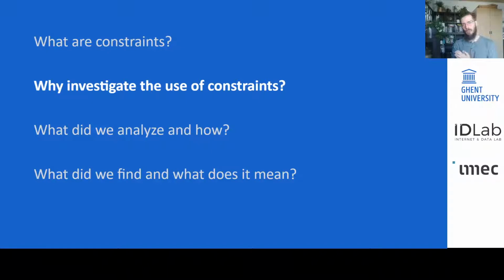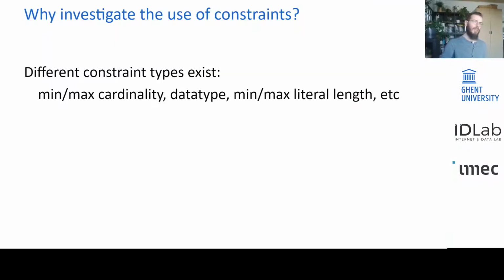Okay, these are constraints, but why do we want to investigate the use of constraints? Well, the thing is that different constraint types exist. So, thinking about a knowledge graph with nodes and properties, you might want to constrain the cardinality of properties, or the data type of their values, or other more detailed restrictions on the values.